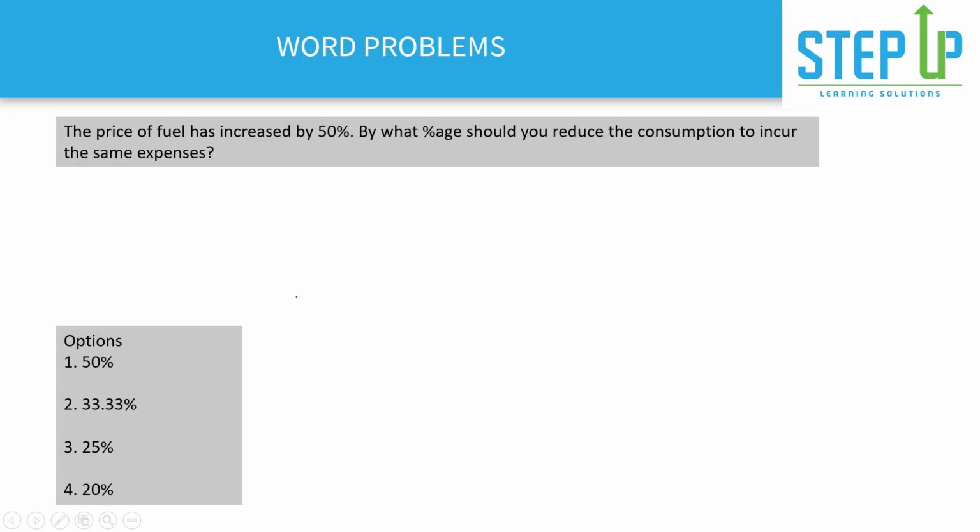The price of fuel has increased by 50%. By what percentage should you reduce the consumption to incur the same expense? I think first of all, this is a very, very important question in exam, and you will see it every now and then, and it could be in different forms. Sometimes the expenditure is constant, sometimes it could be that the revenue is constant.